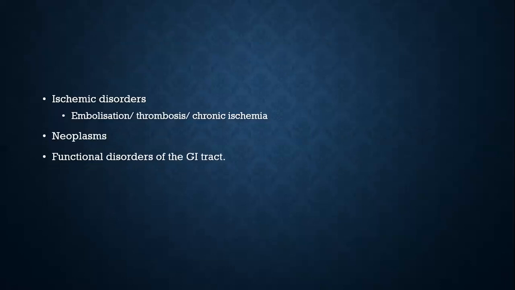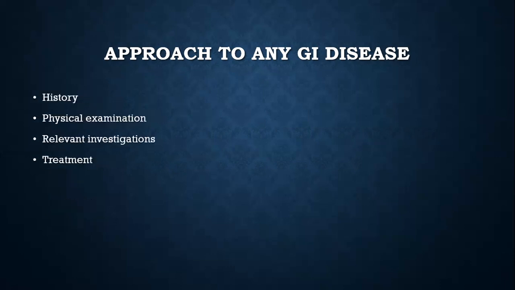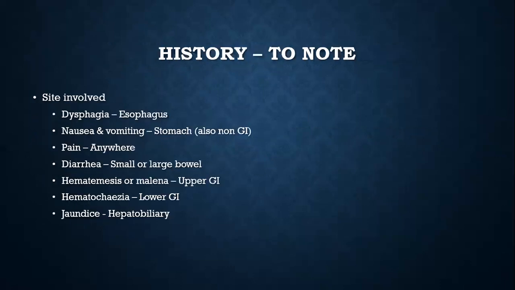So having discussed the basic mechanisms of what happens normally and what happens abnormally, now how to approach any GI disease. The aim of classifying any disease in any system is to find out the etiology. The etiology can be classified as such. Generally, we classify as congenital, traumatic, infective, inflammatory, toxic, vascular, neoplastic. We approach this by history, physical examination, investigations, and treatment. All the chapters which we are going to discuss in the next classes will be based on the same approach. This is just a summary of everything which we are going to deal with further.